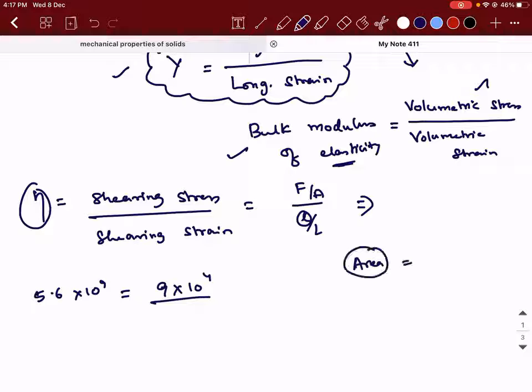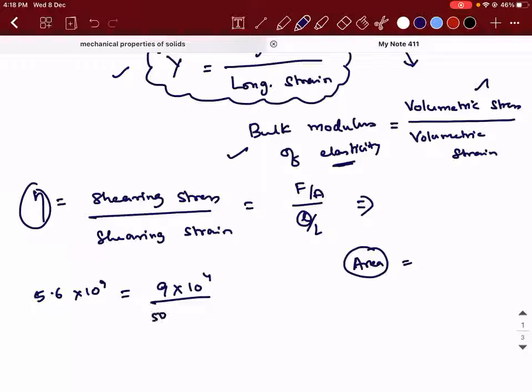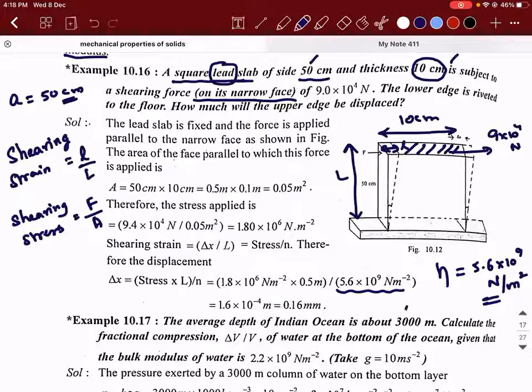Area on which this force is being applied is how much? So on which side is the force being applied? It is this side. So the area of this side is 50 multiplied with 10. So 50 into 10 into 10 power minus 4, the whole divided by small l divided by capital L. What is the value of capital L? That is 50 again.